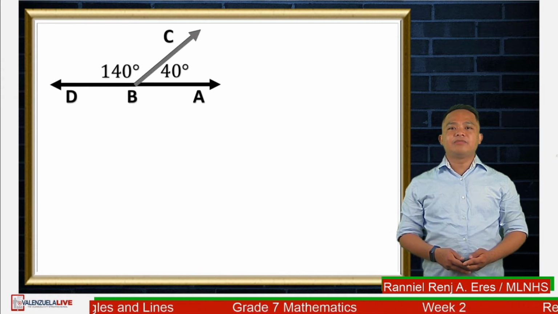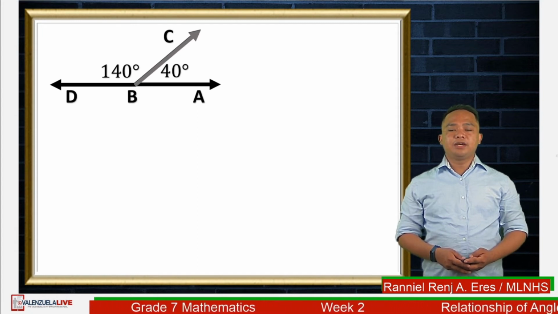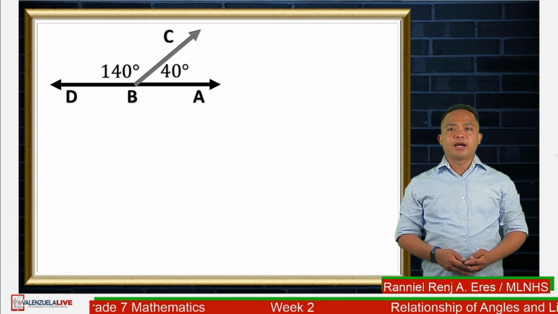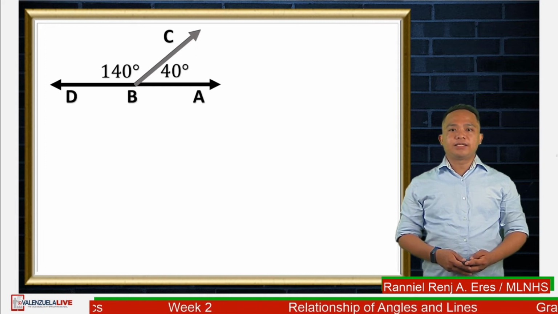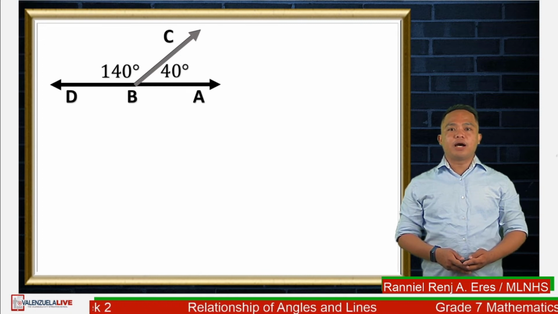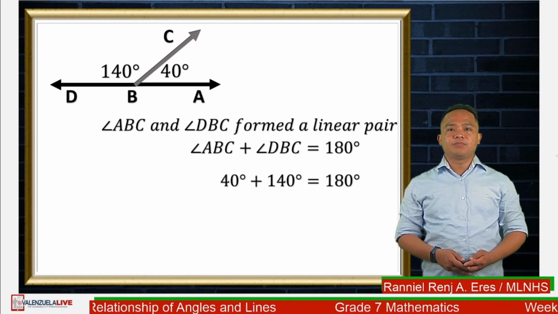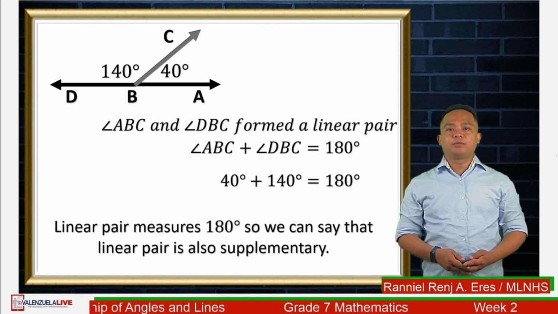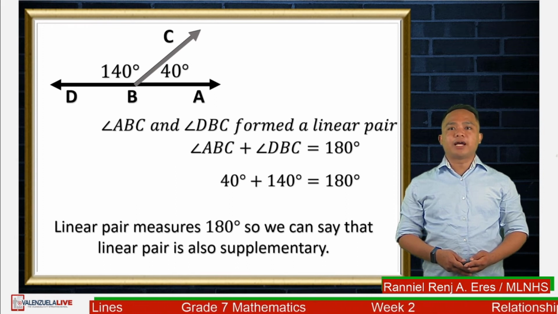Let's analyze this given example, wherein angle ABC is equal to 40 degrees and angle DBC is equal to 140 degrees. Now, if we add these two angles, the sum is equal to 180 degrees. And it forms a linear pair. Also, it is supplementary.